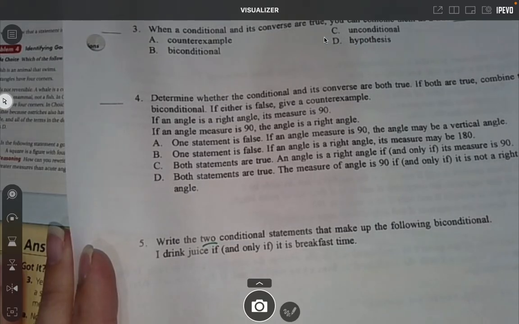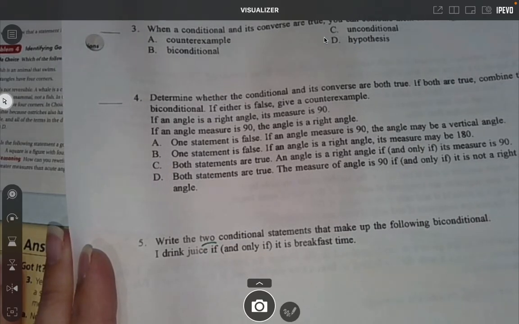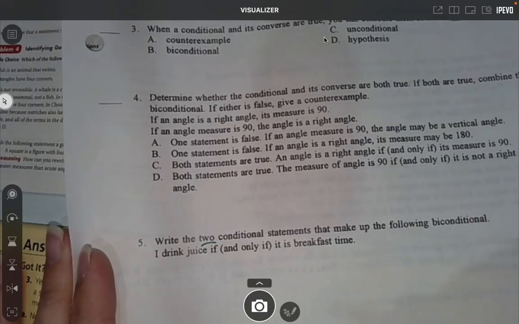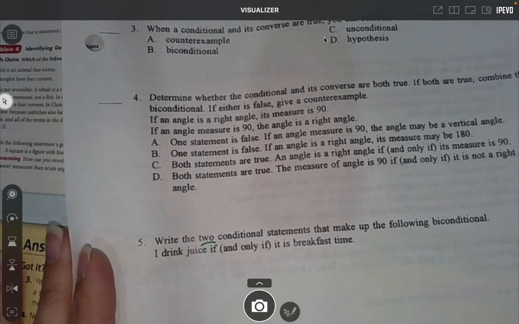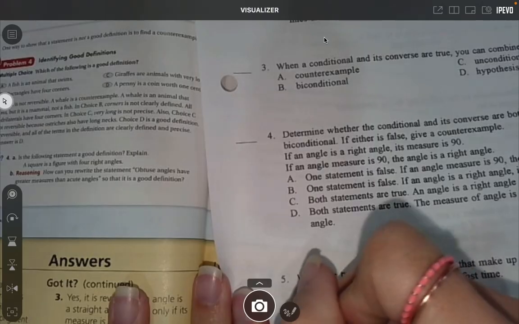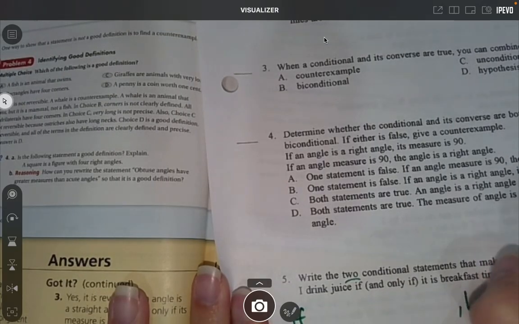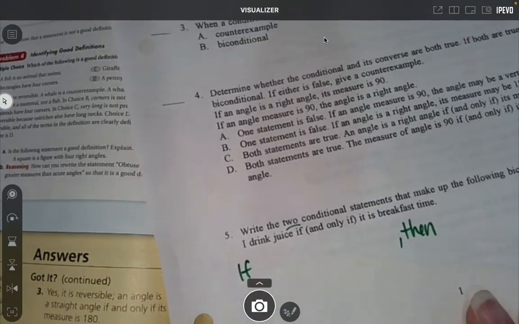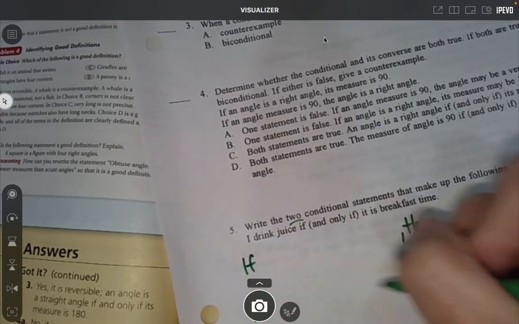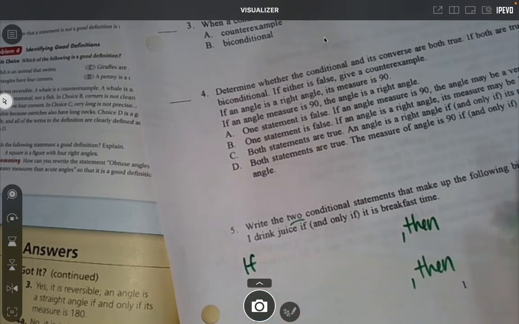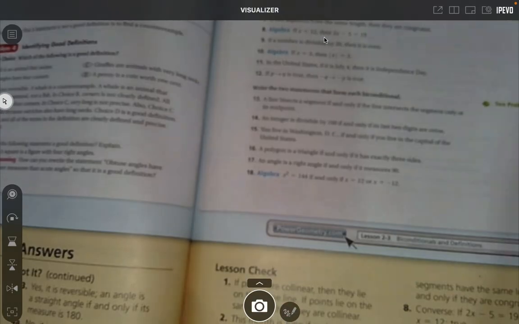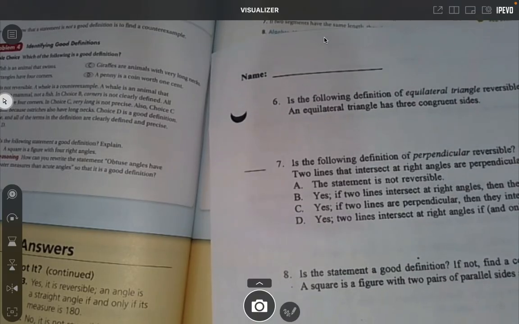Number 5 says 2 conditional statements. That means you should have an if-then and then another if-then. There should be 2 answers on number 5. If you only put 1, you only did half your work. That's an if something, then you reverse it and you put the other if-then. That's your 2 statements on number 5.